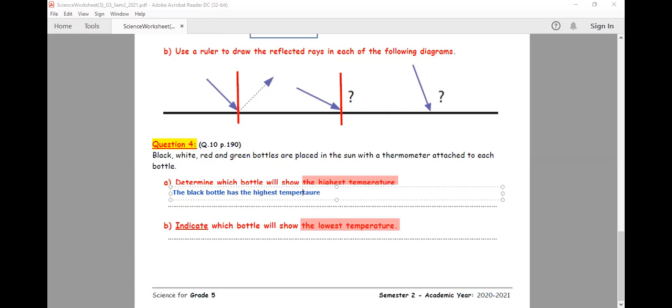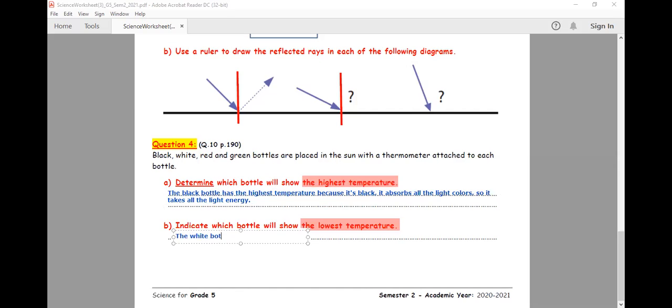Okay, but then the black bottle has the highest temperature because it absorbs all the light energy. Okay, black bottle. Black things.